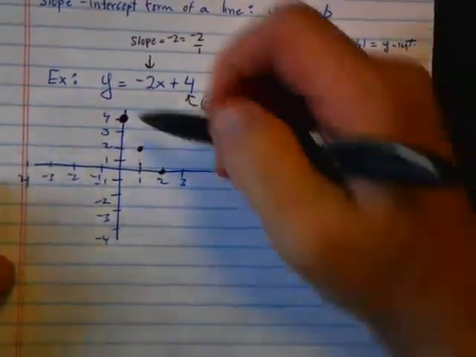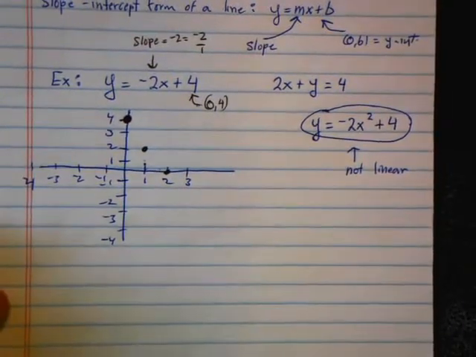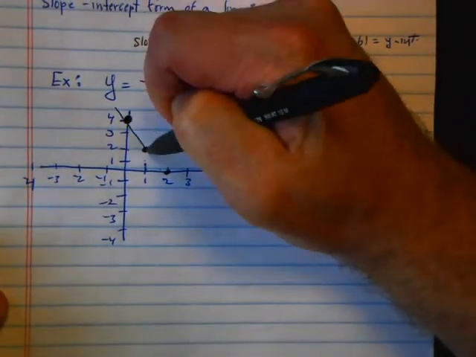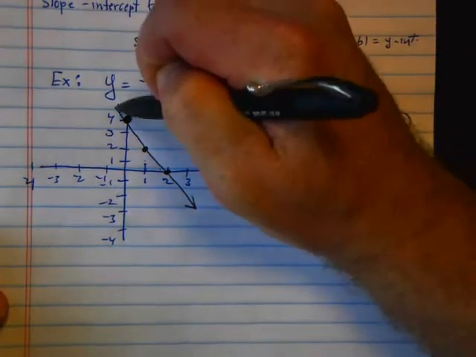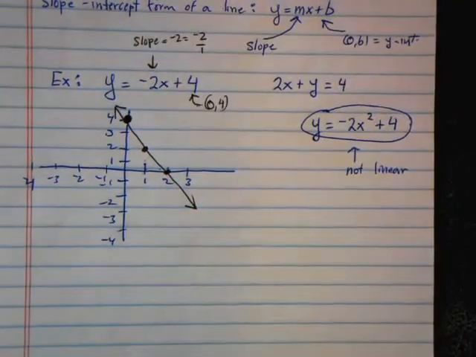That gives me a couple points. Of course, they don't quite line up because my grid isn't well drawn, but it's not too bad. And so there's the graph of the line.